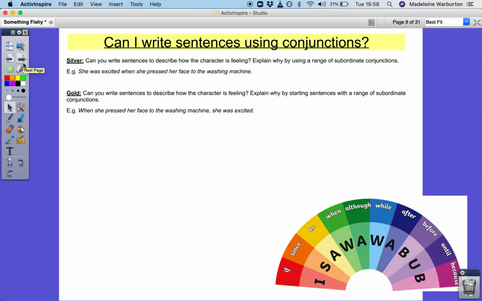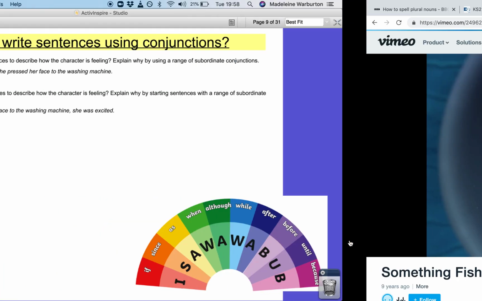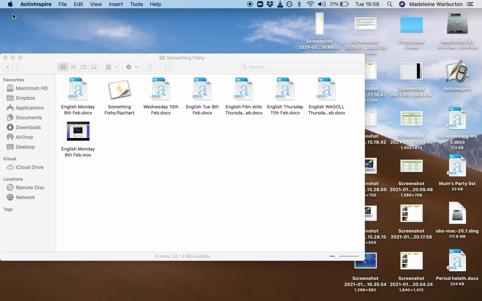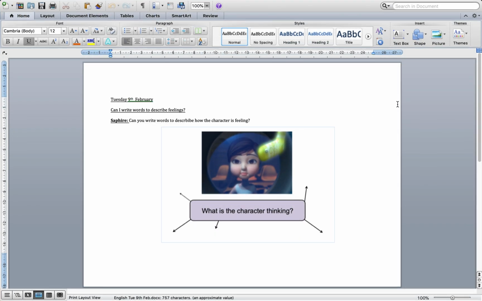So today what you're going to do for me is you're going to use your subordinate conjunctions, most of you, to write me some sentences. Okay, if I come to the task. I've got it just here for you. Right. So there is a sapphire challenge today. The sapphire challenge is just to write words to describe how the character is feeling. Here, how does she feel?